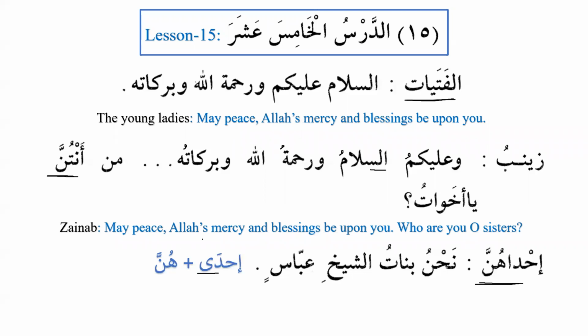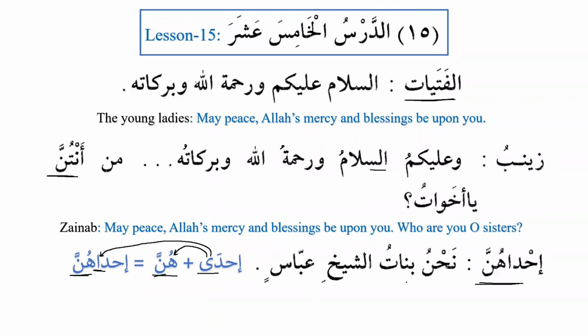The rule we have learned in the previous lesson is that whenever we have alif maqsura connected to the attached pronoun, it changes into regular alif. So it becomes ihdahunna. You can see the difference over here. It has changed from alif maqsura to regular alif. That's the rule with the alif maqsura, whenever it comes with the attached pronouns, it changes into regular alif.